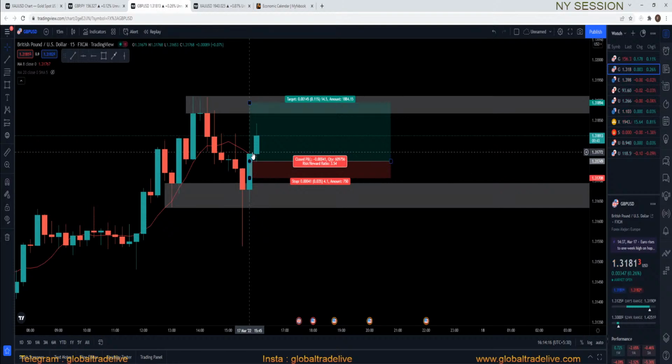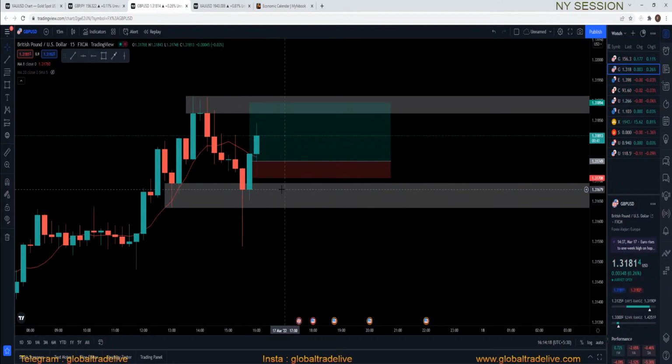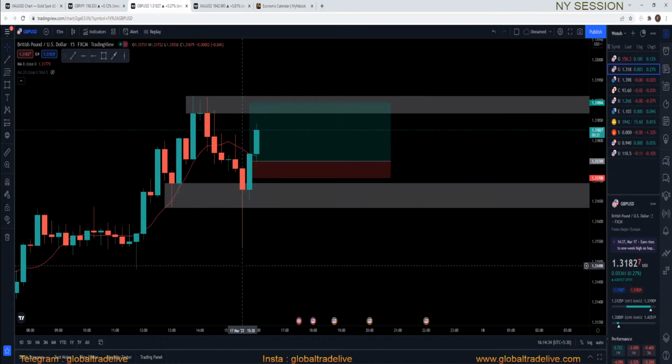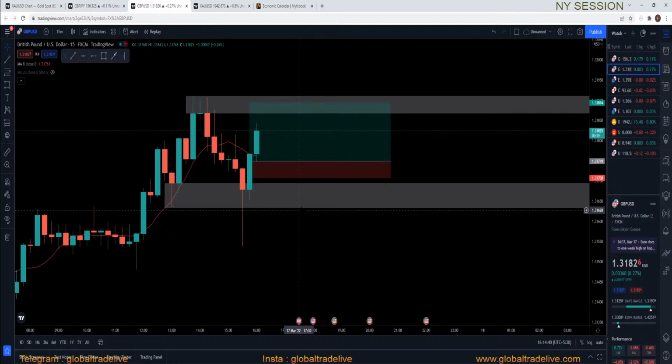So when it started to leave this rejection zone, I knew that if a market is leaving one rejection zone, then it will be going to another rejection zone, right? The other rejection zone is over here. So that's where my TP is, and that's where I took the trade, and this was all the analysis about this trade. According to me, it should be going back up to 1.31894.